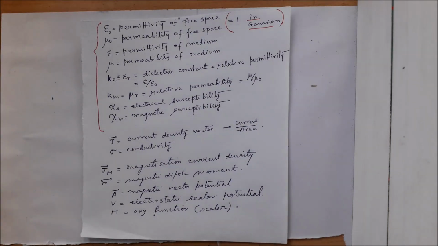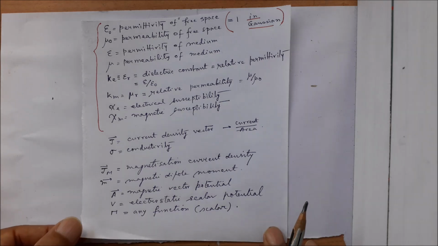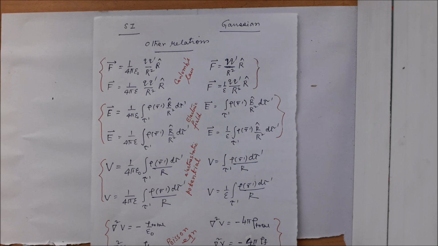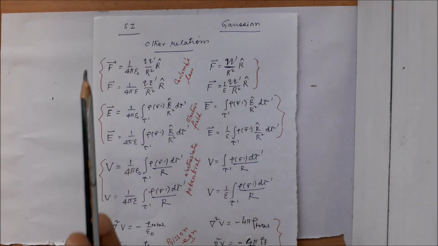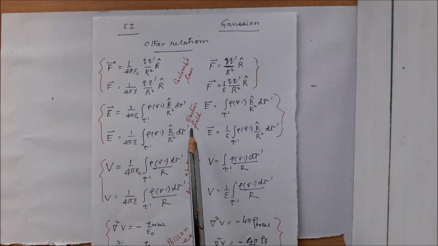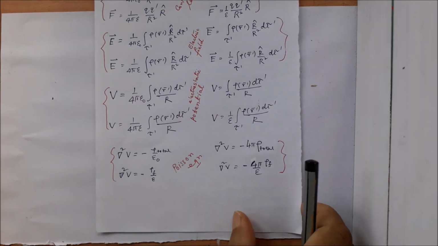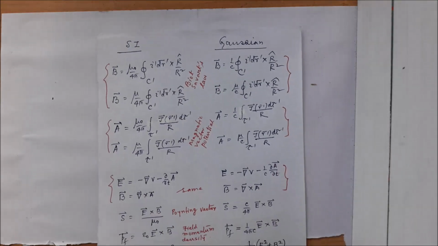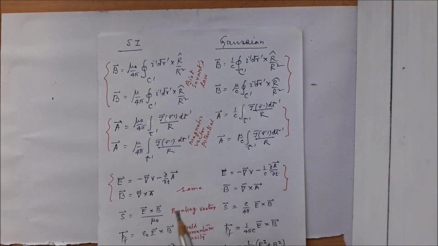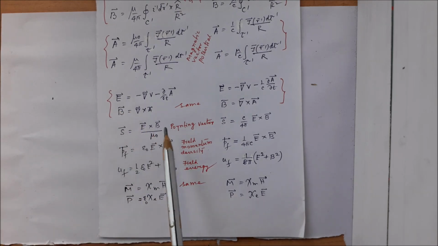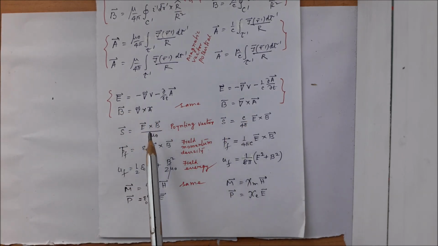Here these quantities are used in writing or framing various equations of electricity and magnetism. This sheet represents various laws in Gaussian and SI system. Coulomb's law, here the electric field, electrostatic potential and the Poisson equation. The Biot-Savart law, magnetic vector potential. These are the electric and magnetic fields in terms of vector and scalar potentials.